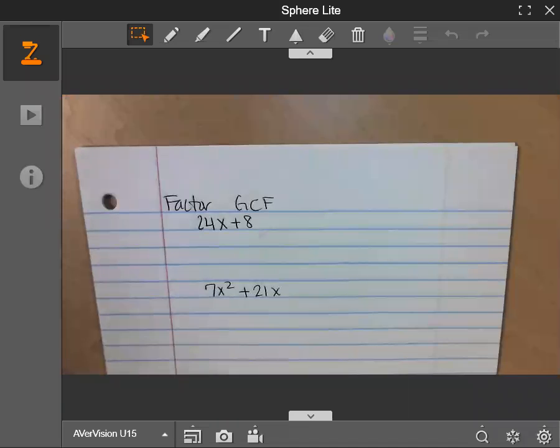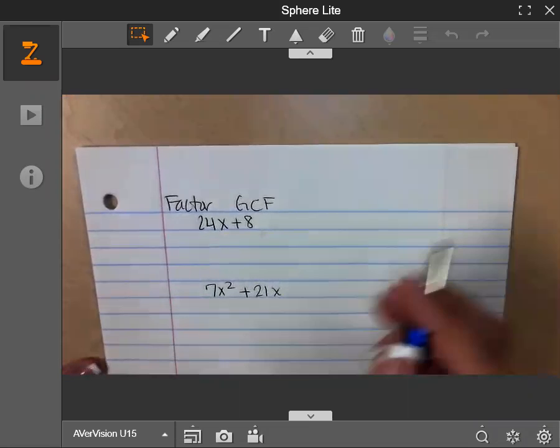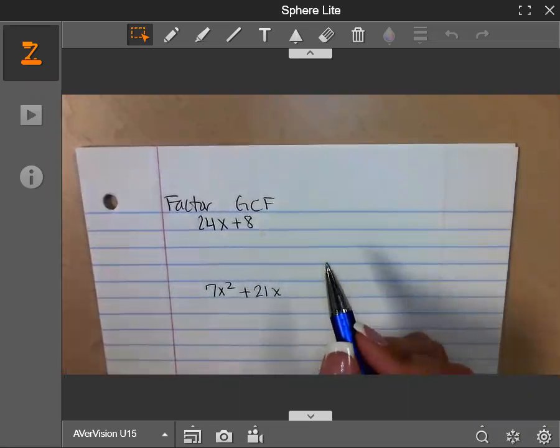All right, today we're going to go over some factoring, and we want to review three types of factoring today: factor the GCF out, factor trinomials a equals 1, and factor out trinomials where a is unequal to 1. We're going to start with the factor the GCF.